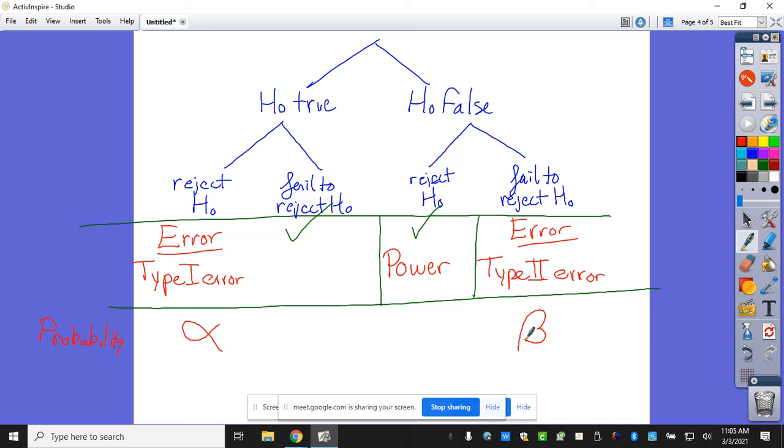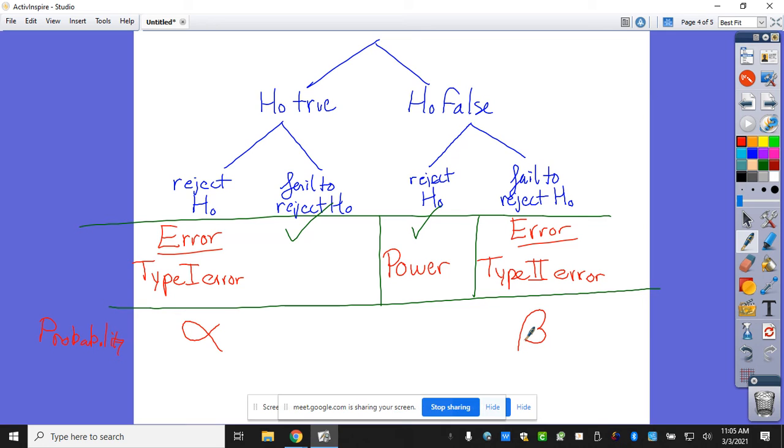And now I need you to understand that if I say what is alpha, or what is the probability of a type 1 error, that's alpha. And if I say what is the probability of a type 2 error, that's beta. Alpha comes first, beta comes second. Type 1 error, type 2 error.